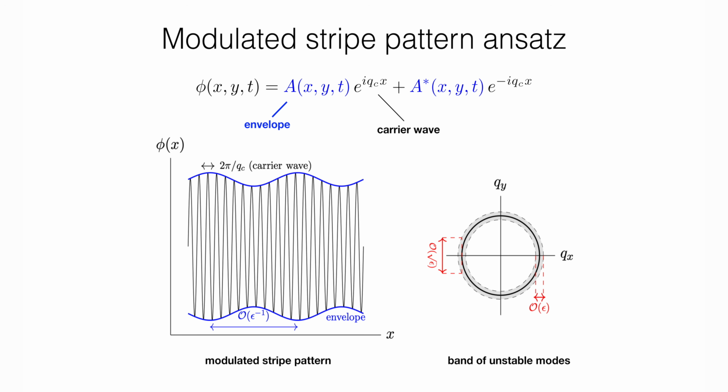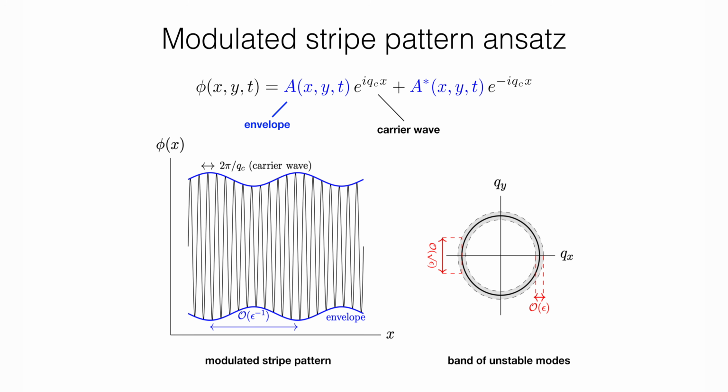And these are all put into the prefactor, into the amplitude A of x, y, and t. I call this the envelope function, while I call the e to the i qc x the carrier wave. The way you should imagine this is the carrier wave oscillating up and down quite fast, and the envelope is something that is varying smoothly.